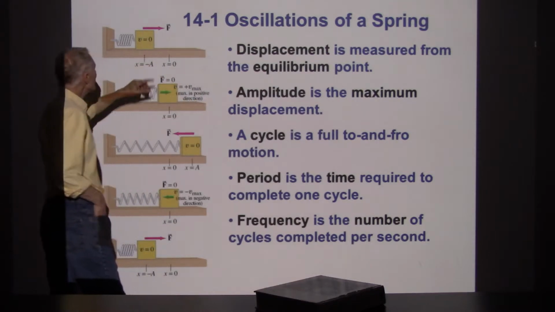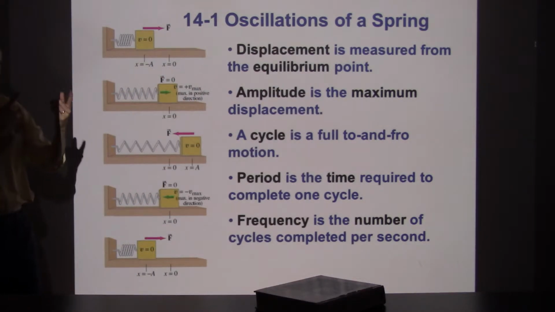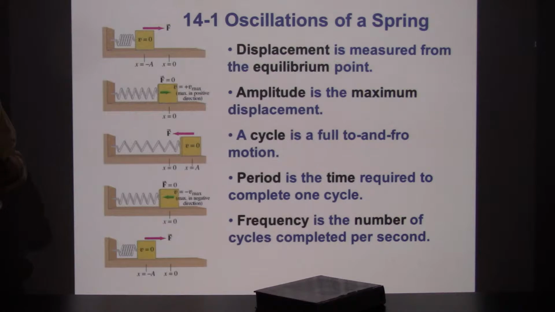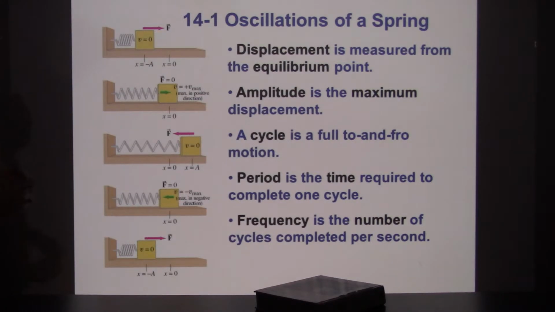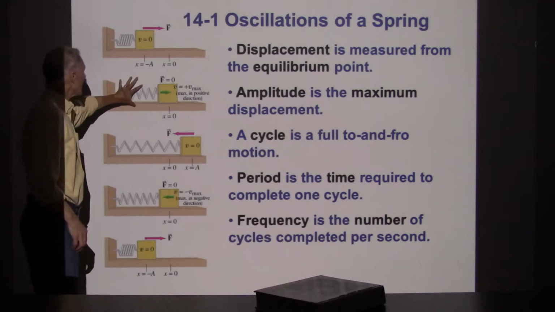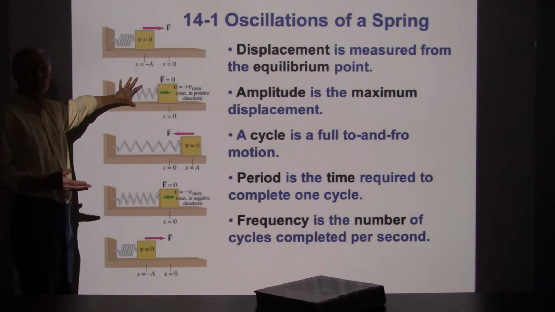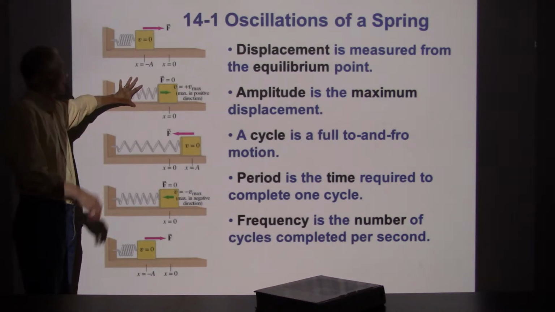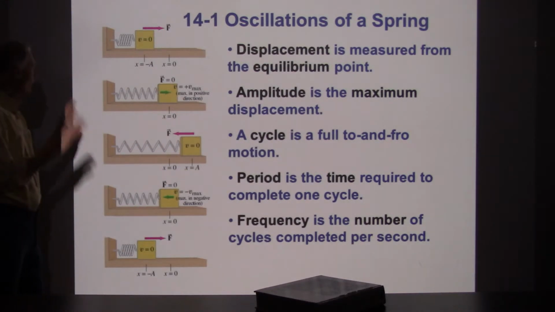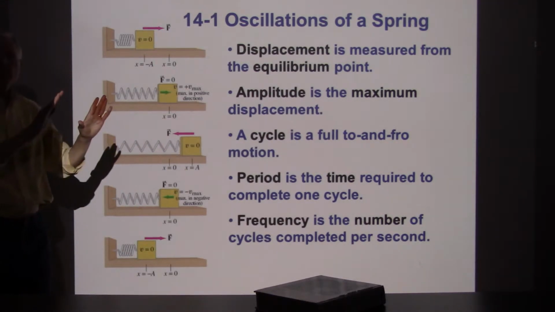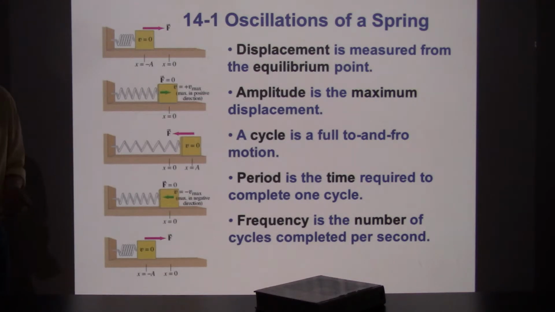The object here is oscillating back and forth between maximum displacement in one direction and maximum displacement in the other direction. If the spring constant is truly a constant, there's just that one k value, then the amplitudes in each direction will match. The object will oscillate back and forth between plus A and minus A on the scale.